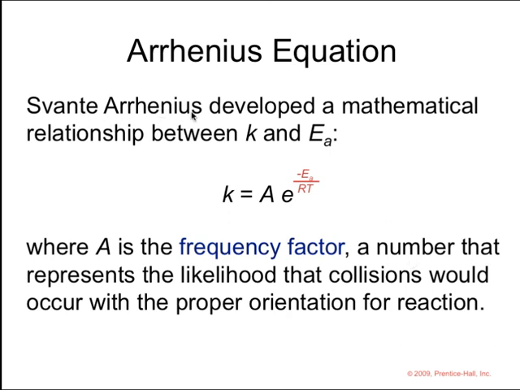Well, Arrhenius developed a mathematical relationship between the rate constant and the activation energy. He put in this constant A, which is a frequency factor. And that's a number that represents the likelihood that collisions would occur with the proper orientation. So this takes into account the orientation of the collisions. The activation energy obviously takes account for the proper energy available when those molecules collide for the reaction to happen. And we can relate that to the rate constant for a reaction.